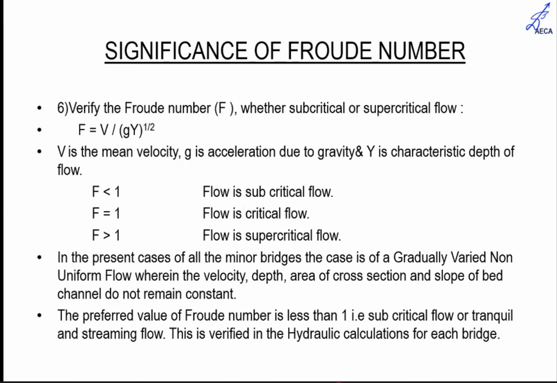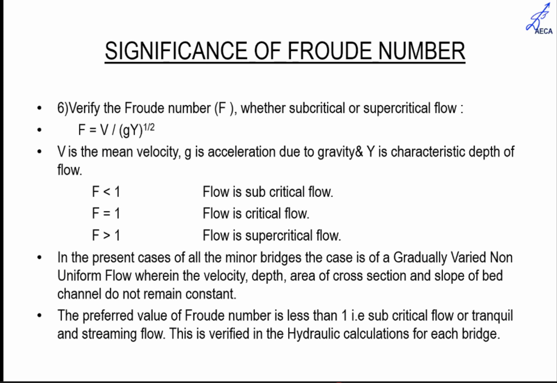Now another term which is important here for flow of the stream through a box is the concept of the Froude number. The Froude number is basically the mean velocity divided by the square root of gy, where g is the acceleration due to gravity and y is the characteristic depth of the flow. When F is less than 1, it is a subcritical flow. F equal to 1, it is a critical flow. F is more than 1, it is a supercritical flow.